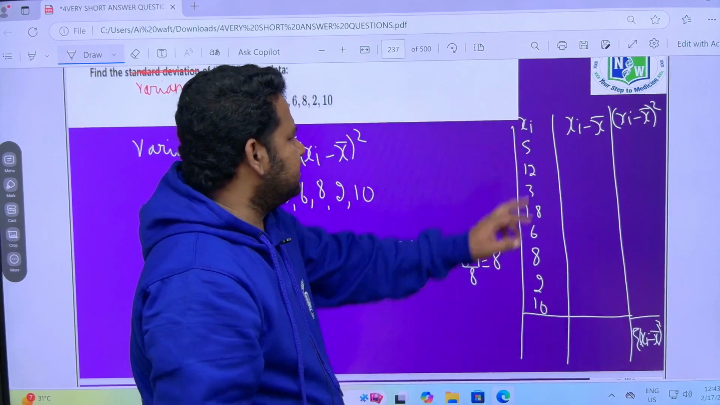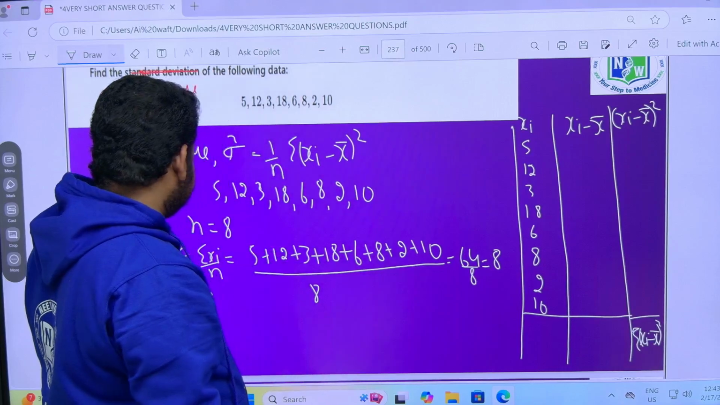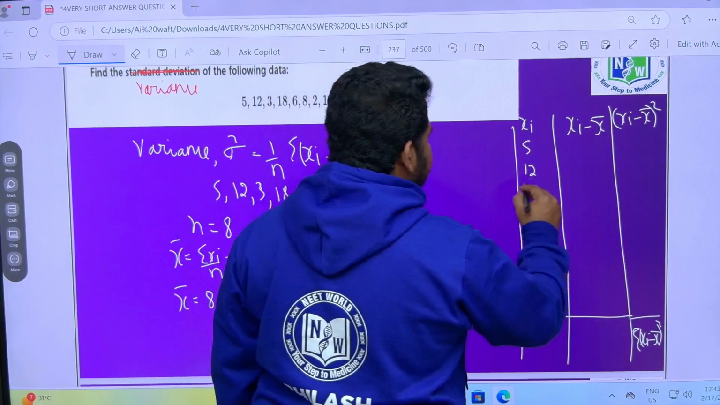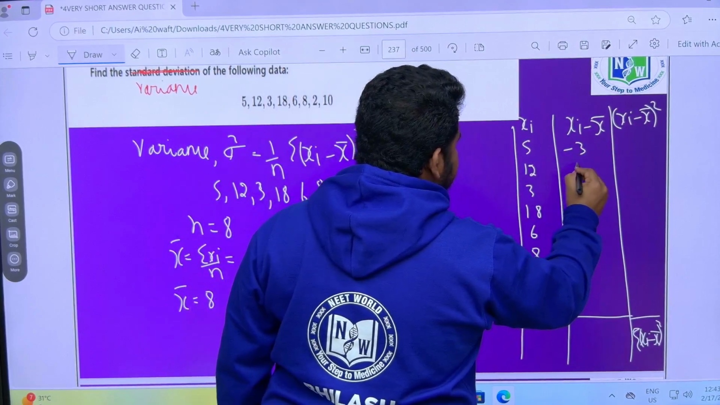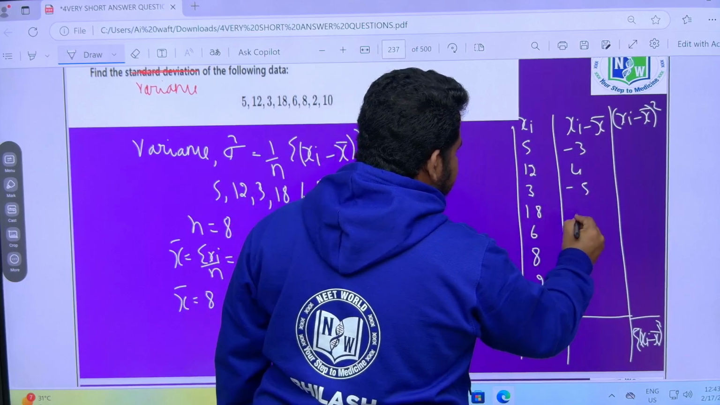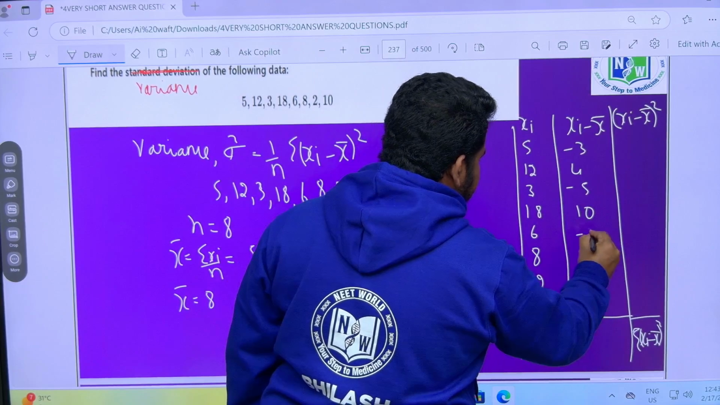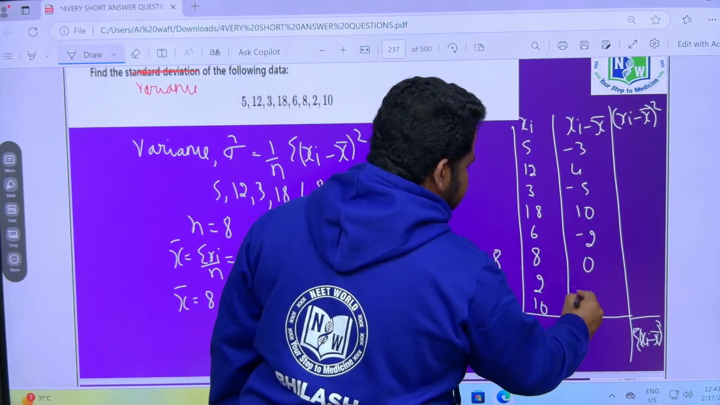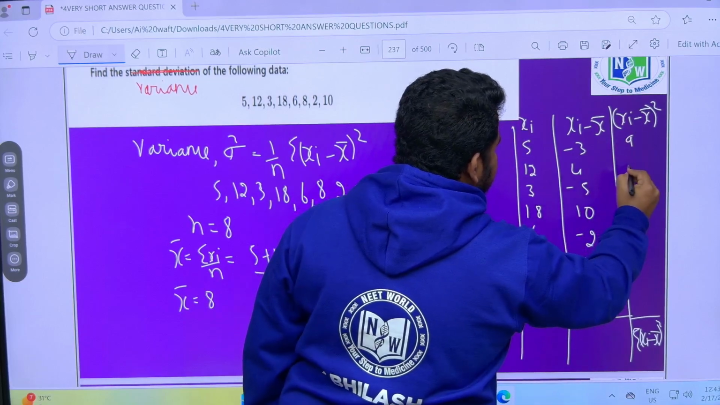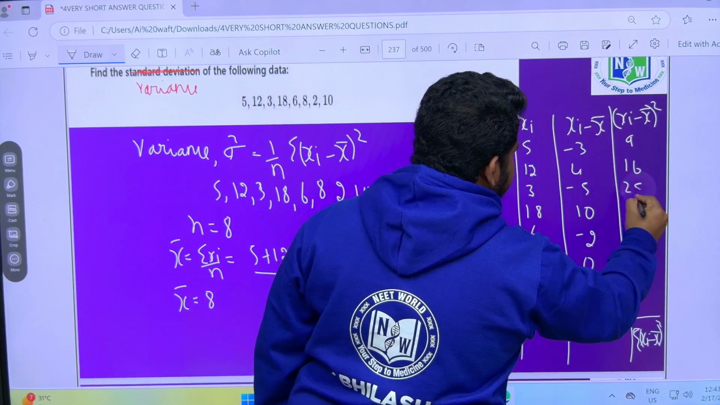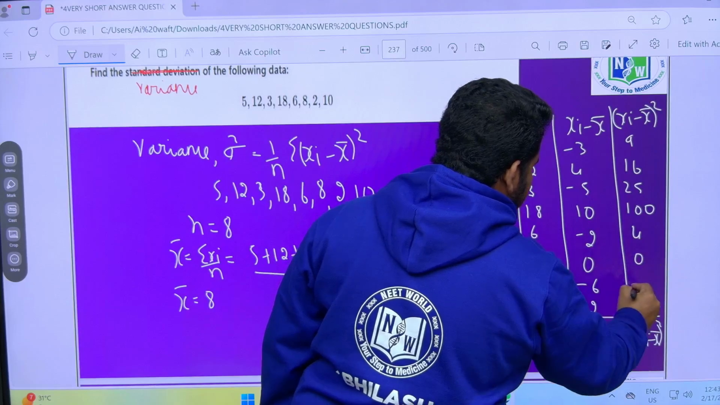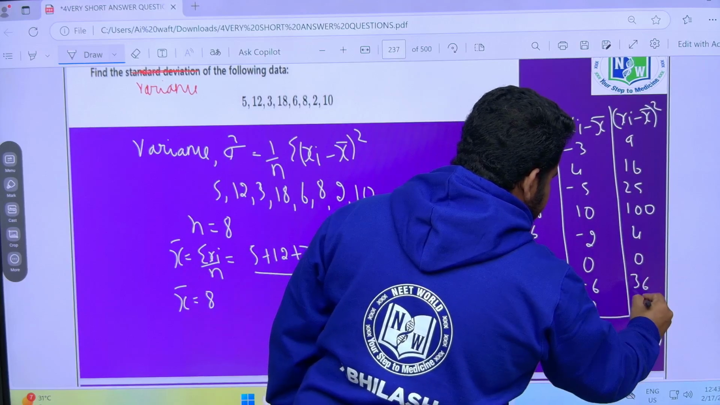So xi minus x bar is what? x bar is 8. So 5 minus 8 is minus 3. 12 minus 8 is 4. 3 minus 8 is minus 5. 18 minus 8 is 10. 6 minus 8 is minus 2. 8 minus 8 is 0. 2 minus 8 is minus 6. 10 minus 8 is 2. If we square these, we get 9, 16, 25, 10 squared is 100, 4, 0, 36, and 4.